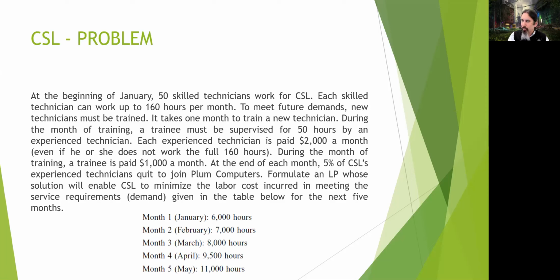So we are trying to formulate our human resources. Okay, how many new technicians are we going to hire? How are we going to train them, and how can we meet the demand? That's what we need. So we have to find our decision variables. We have to find our objective function and our constraints. Let's start with the simple stuff. What are our decision variables or our parameters?